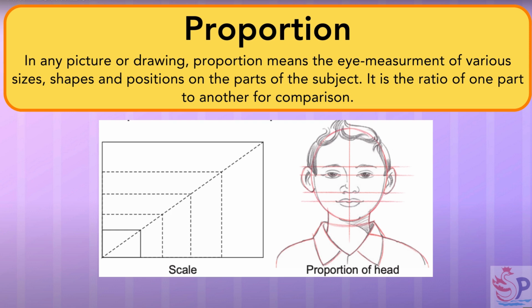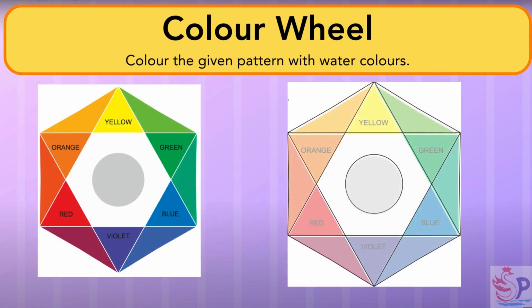Proportion in any picture or drawing. Proportion means the eye measurement of various sizes, shapes and positions of the parts of the subject. It is the ratio of one part to another for comparison. Color wheel. Color the given pattern with watercolors.